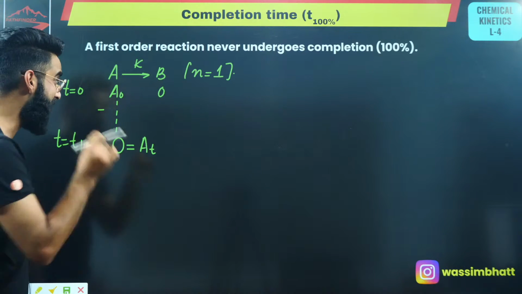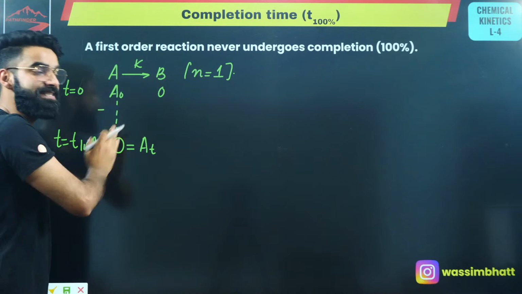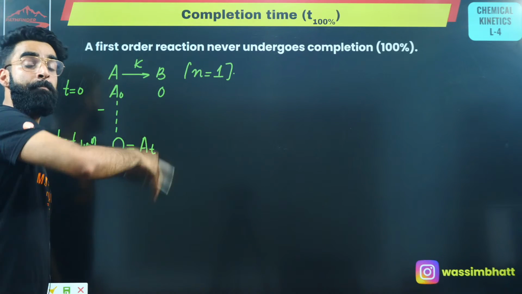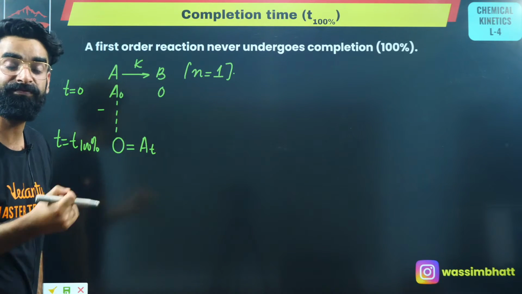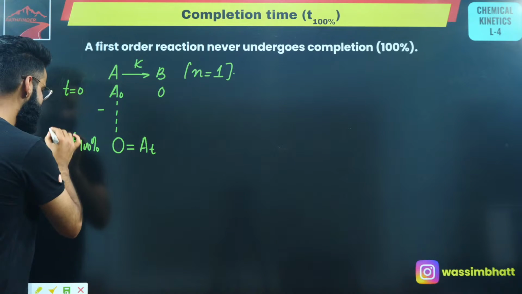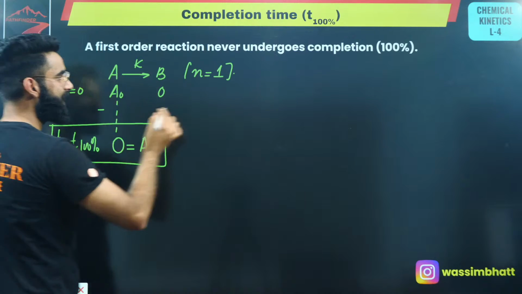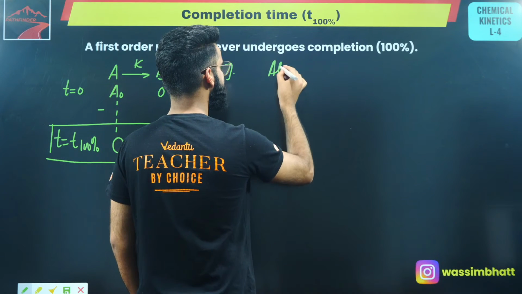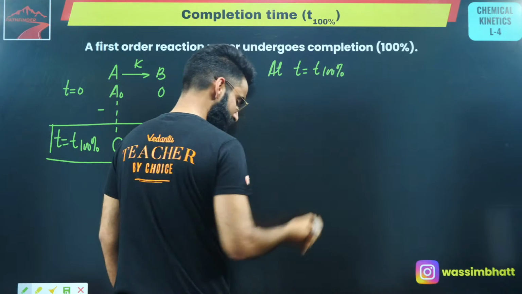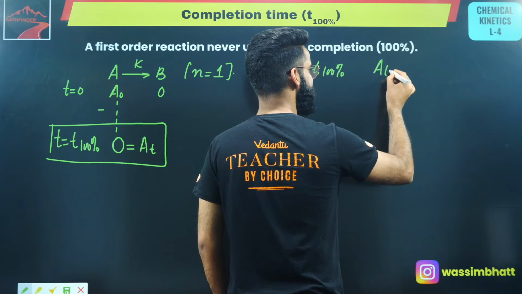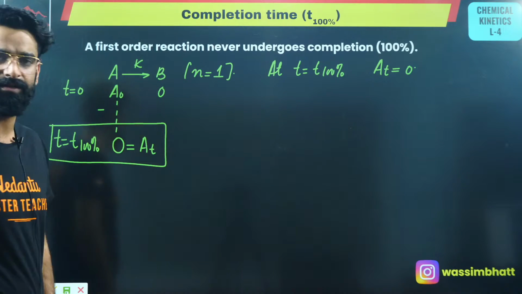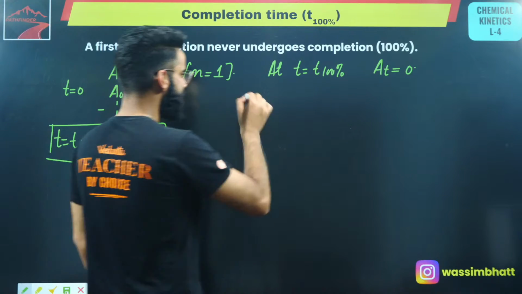So I'm assuming the whole of the reactant is getting converted into product. The time taken for the reactant to get completely converted into the product defines the completion time of the reaction. Understand properly. Can I say at T is equal to T 100%, at the completion time of the reaction, the concentration of reactant left is going to be 0 because the entire reactant would have got converted into the product? Now we will understand.